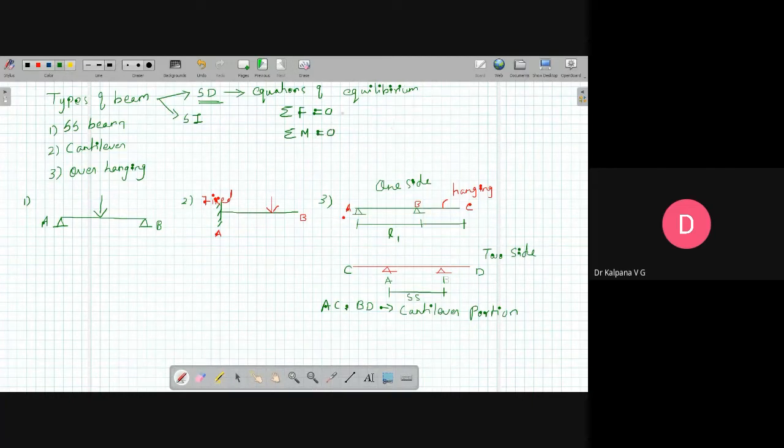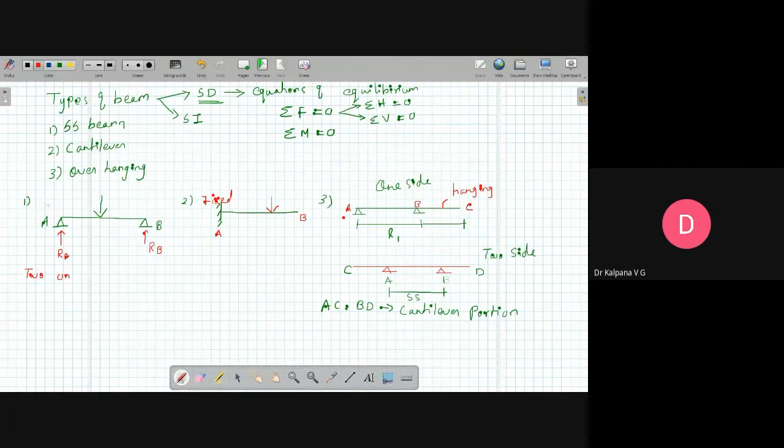Again, sigma F can be sigma H equal to 0, the sum of all the forces, and the forces may be horizontal or vertical, right? So as I told already, in case of simple support, we'll be having only the vertical reactions RA, RB. So two reactions, or two unknowns.